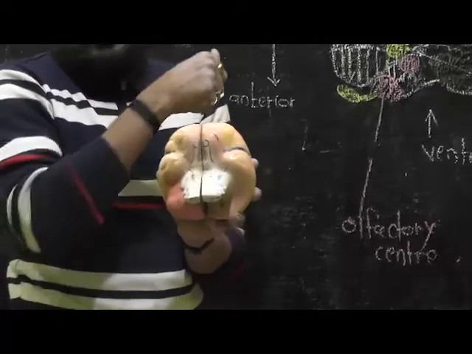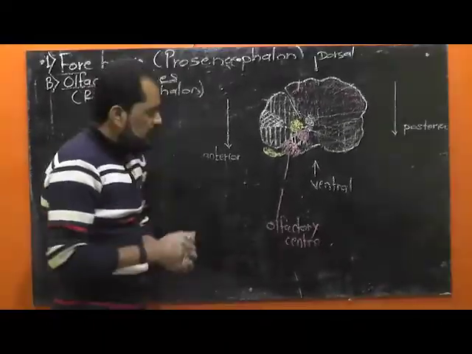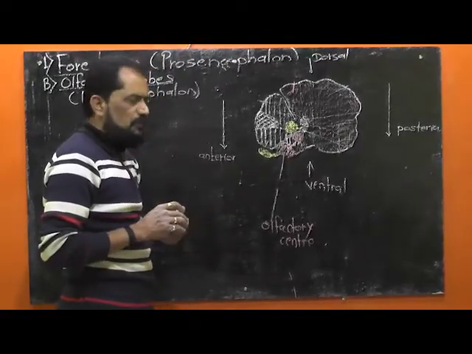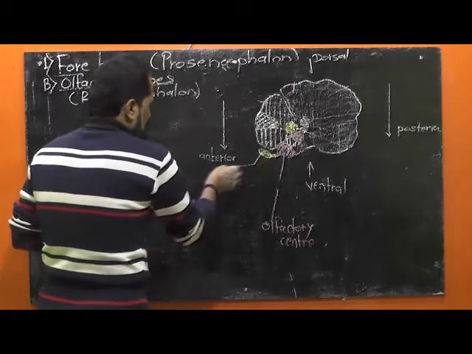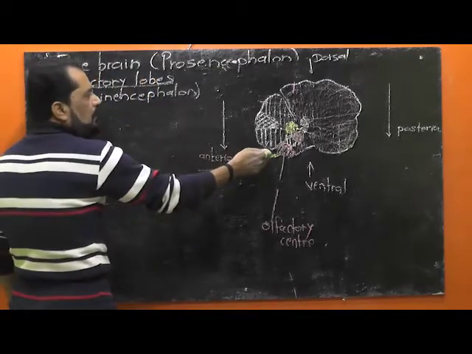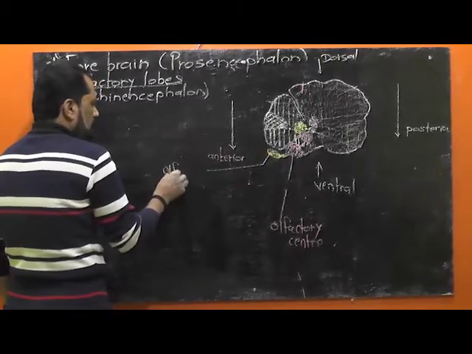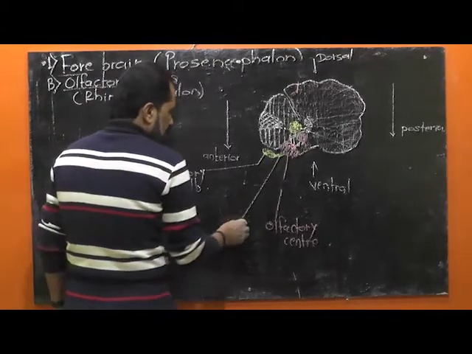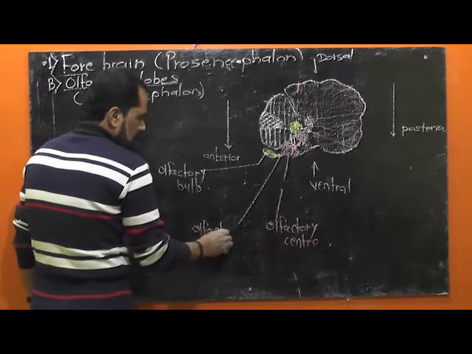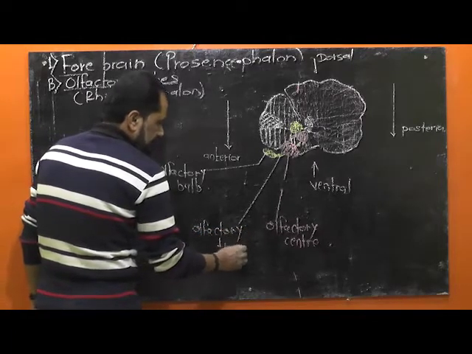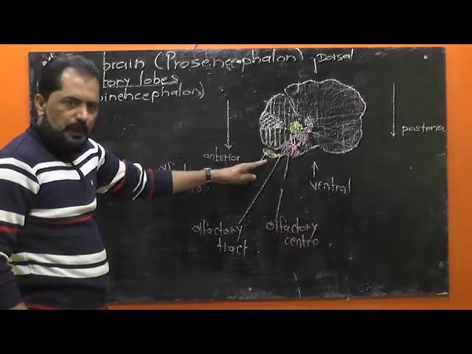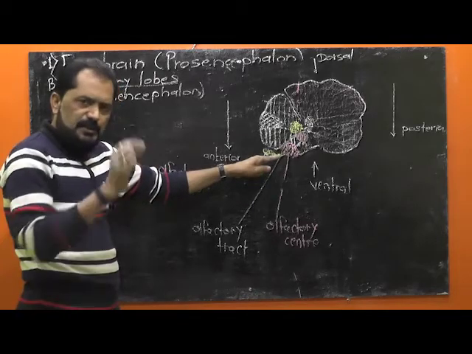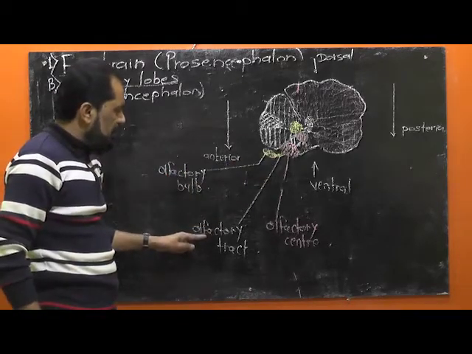Let us talk about the olfactory lobes by drawing a diagram here. Now, each olfactory lobe consists of two parts. Its anterior and oval part is known as the olfactory bulb, and the posterior part is known as the olfactory tract. Each olfactory lobe shows two parts: the anterior and oval olfactory bulb and the posterior cylindrical and slightly elongated olfactory tract.